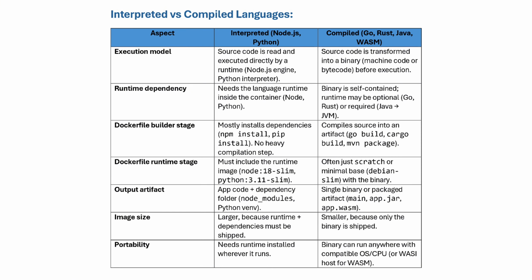Dockerfile builder stage. In interpreted Node.js or Python, it mostly installs dependencies, npm install, pip install, with no heavy compilation step. Whereas in compiled languages, it compiles into an artifact, that is go build, cargo build, mvn package. Interpreted languages don't have a heavy compilation step, because we already have an interpreter or engine that understands your application's language, so it doesn't need much compilation, as the application is run by the interpreter.